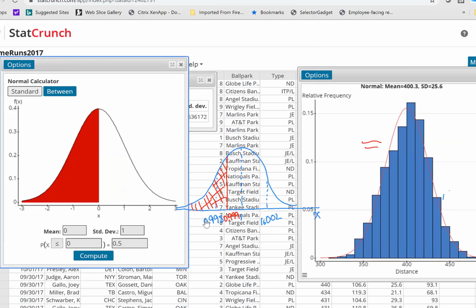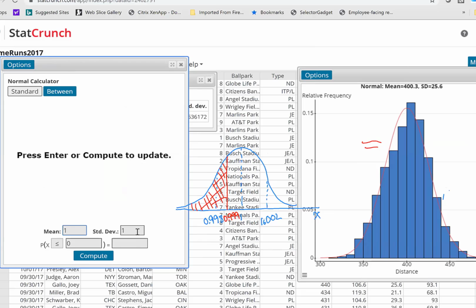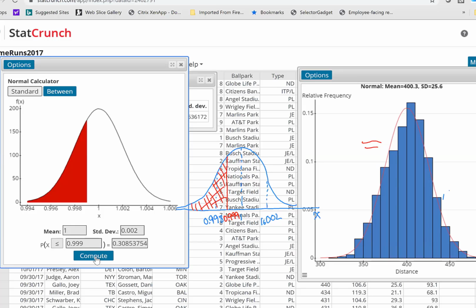So we want the area under the curve to the left of 0.999, where the mean of the normal model is 1 and the standard deviation is 0.002. Because we're finding the area to the left, you select the less than or equal to option. If you wanted the area to the right, you'd pick the greater than or equal to option. So we want the area to the left of 0.999. Click compute, and what do you get? 0.3085. See? That's it.